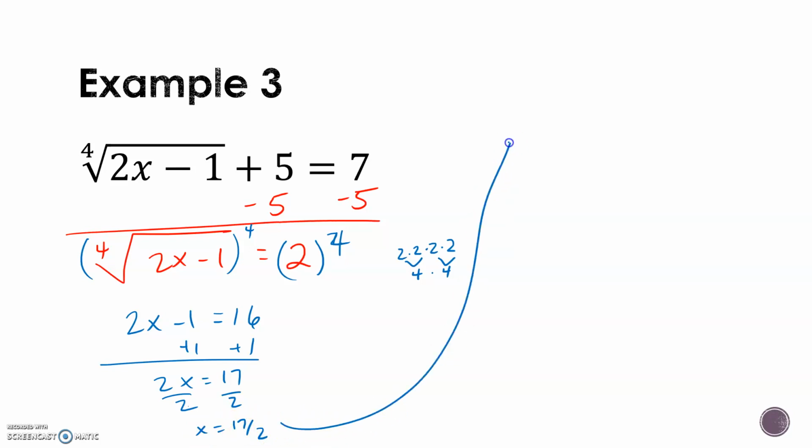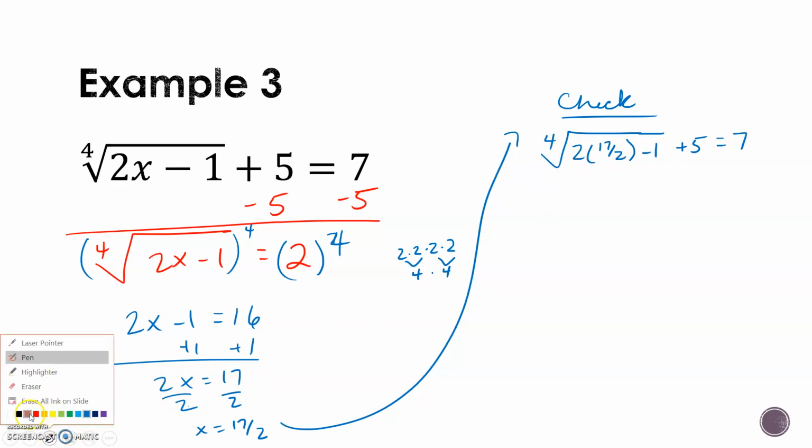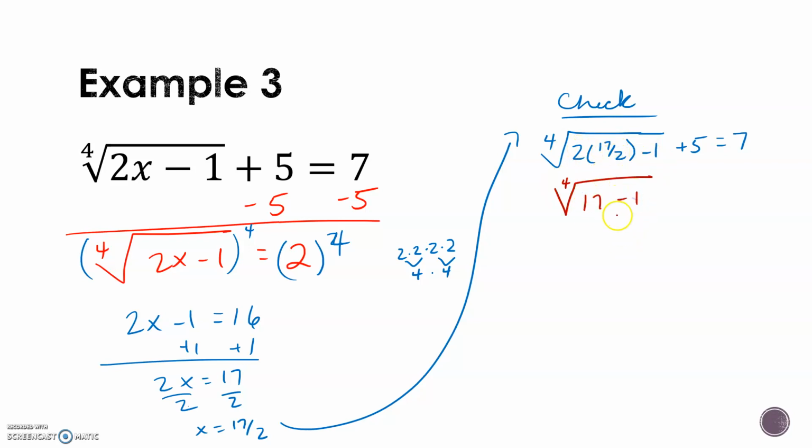Possibly, but to really make sure, check, plug it in. Fourth root of 2 times 17 halves minus 1 plus 5 is equal to 7. Okay, and then we check. So fourth root of 2 times 17 halves minus 1. So this would be the fourth root of 2 times 17 over 2 is just 17 minus 1. And 17 minus 1 is 16. And the fourth root of 16 is 2.